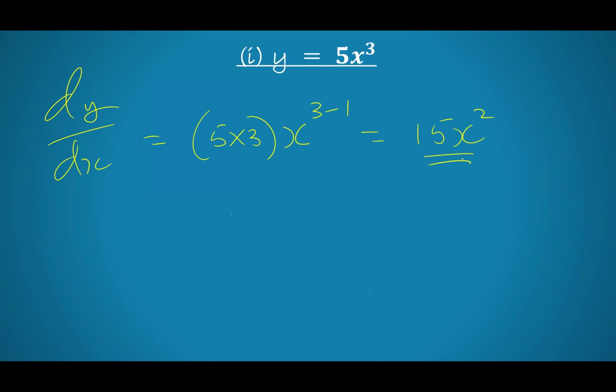5 is the coefficient, okay? 5 is what we call the coefficient. We refer to 5 as the coefficient. So we have dy/dx is equal to 15x squared.